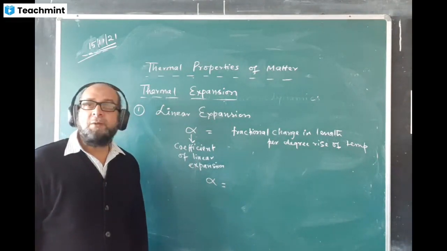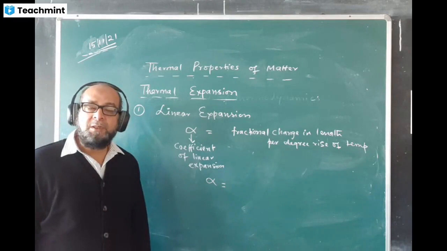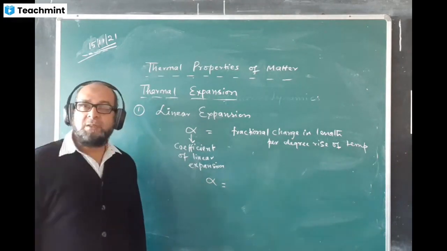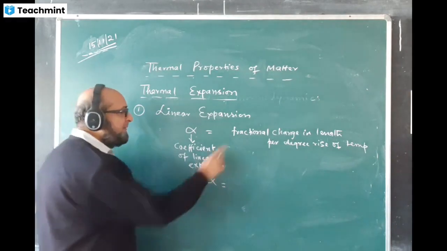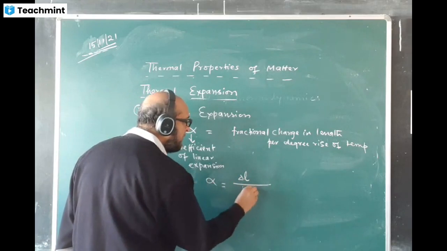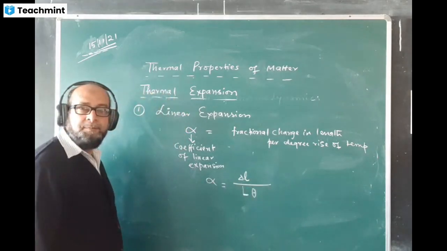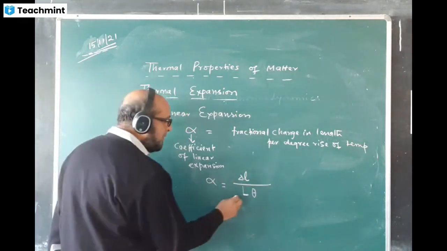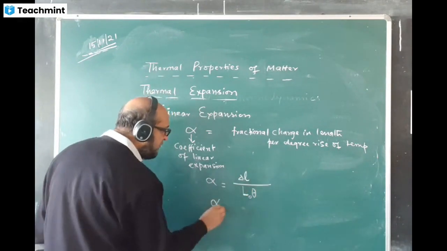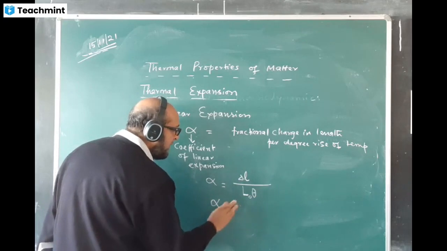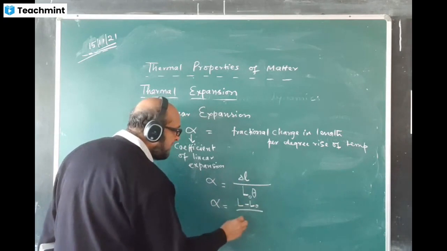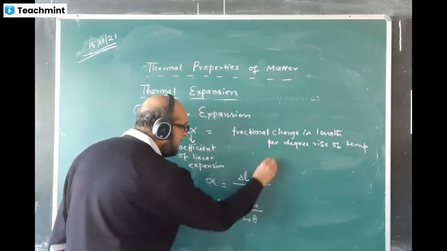It depends upon the nature of the material or substance. Some by nature expand more, some will expand less. So the alpha formula we write like this: change in length per original length per degree rise of temperature. This original length we can write as L0. Alpha is equal to change in length, which we find as final length minus original length, divided by L0 theta.